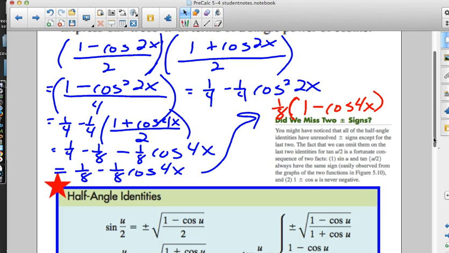Which way do you want us to? I'll take it either way. I really do like this way. I mean, in terms of looking simpler, this looks simpler, but I would take it this way as well. 1/4 is 2/8. 2/8 minus 1/8 is 1/8. And we still had the last term.